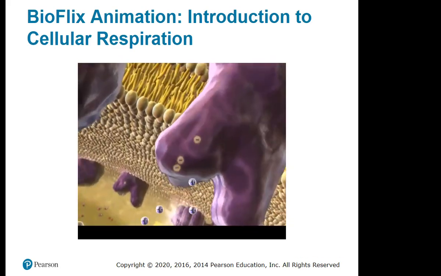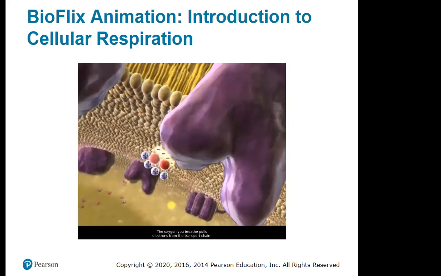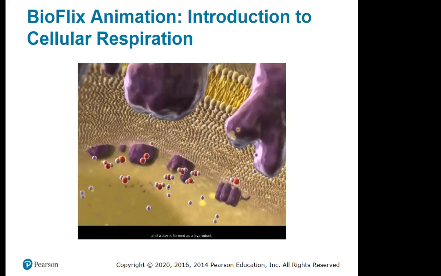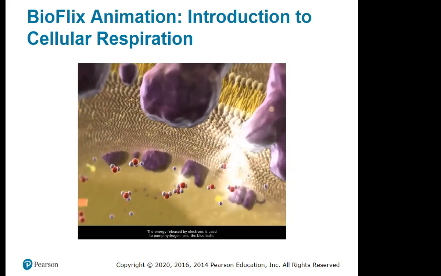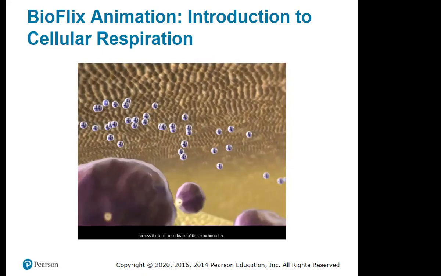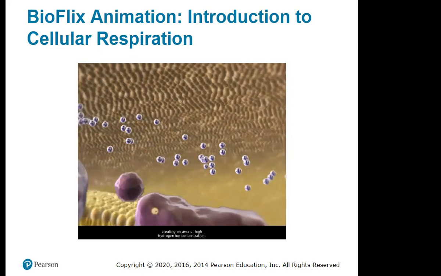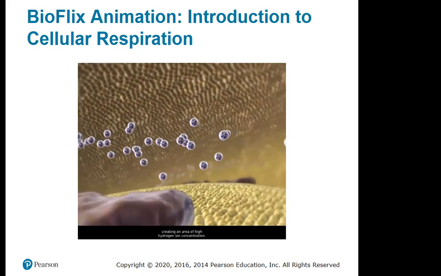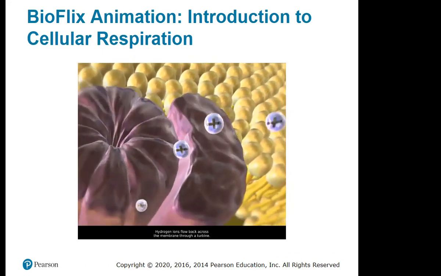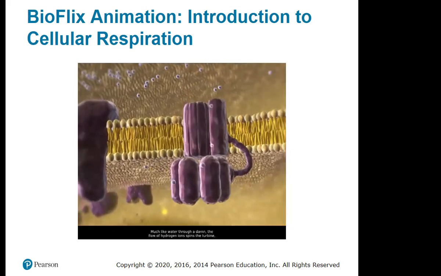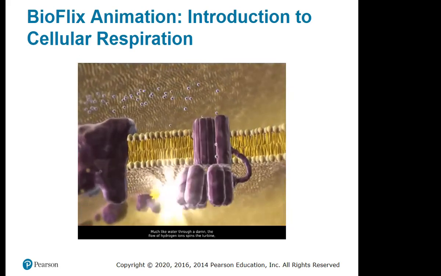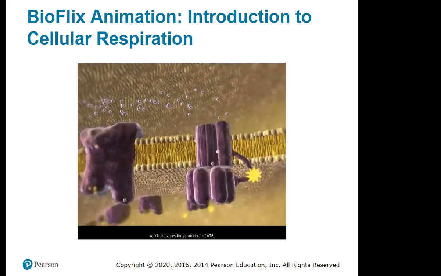The oxygen you breathe pulls electrons from the transport chain, and water is formed as a byproduct. The energy released by electrons is used to pump hydrogen ions, the blue balls, across the inner membrane of the mitochondria, creating an area of high hydrogen ion concentration. Hydrogen ions flow back across the membrane through a turbine. Much like water through a dam, the flow of hydrogen ions spins the turbine, which activates the production of ATP.